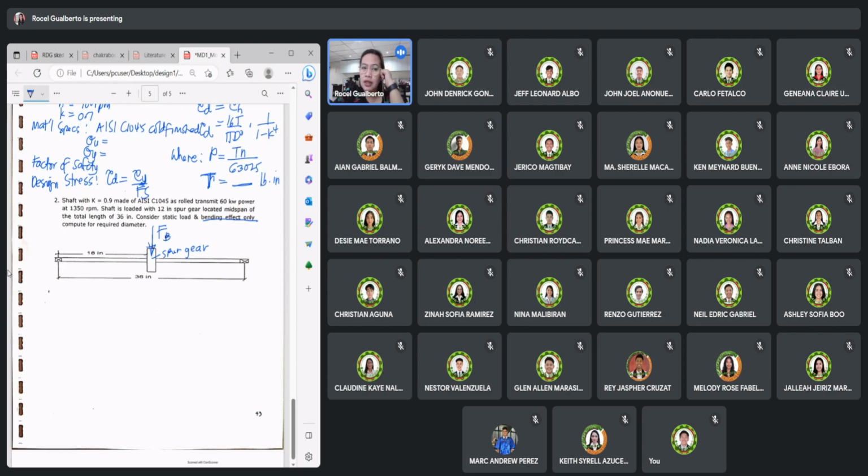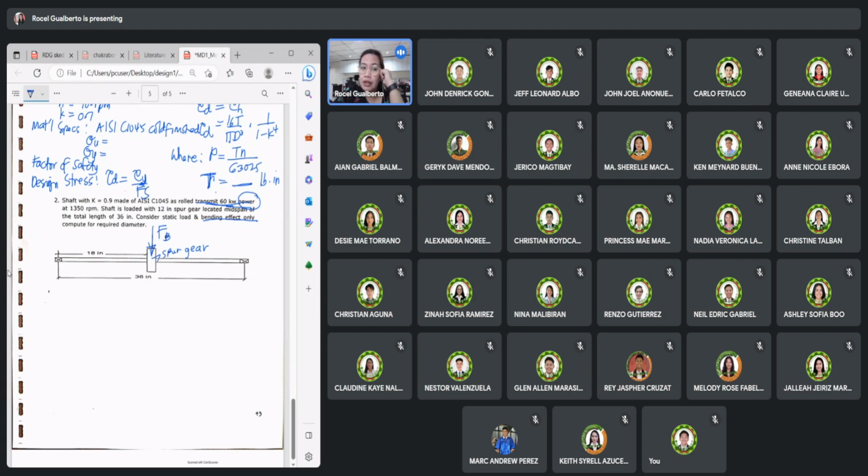And then you look at this one. It transmits 60 kilowatt of power. And we all know if there is power, then there is corresponding torque. So masasabi natin, may torsion po yan. Okay? Tapos dito po, meron pong gear. So may bending yan. So it would be a combined torsion and bending.